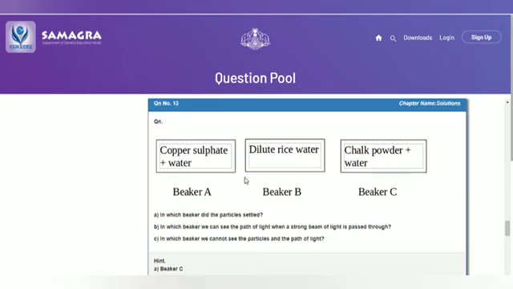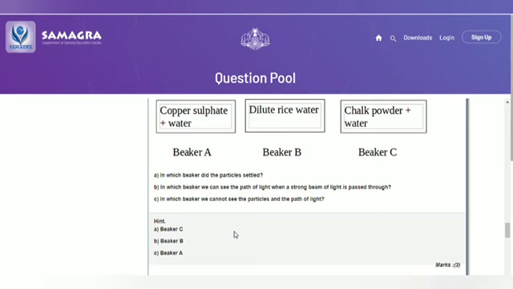Three beakers are given: copper sulfate plus water in beaker A, dilute rice water in beaker B, and chalk powder plus water in beaker C. In which beaker did the particles settle? The particles settled in beaker C, that is chalk powder plus water.